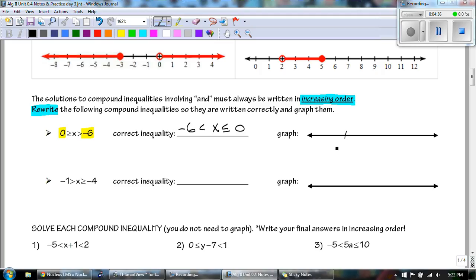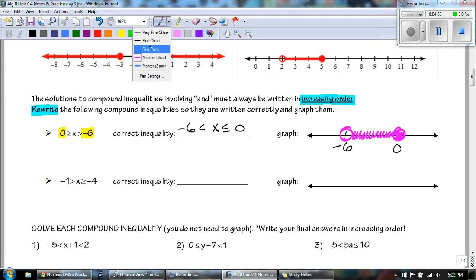And then when I graph, I can just put the -6. There's my 0. At -6, I'm open. At 0, I am closed. And this is an and graph, so I'm shading the middle.